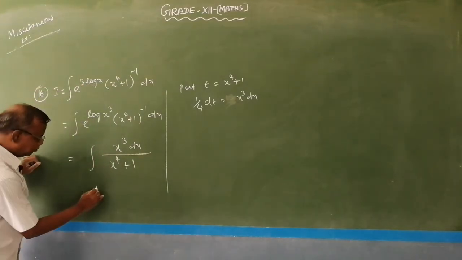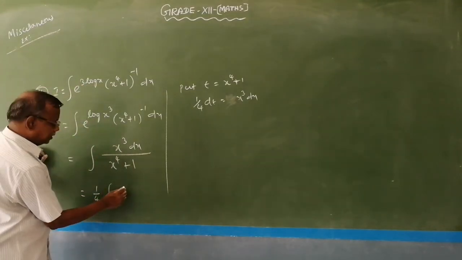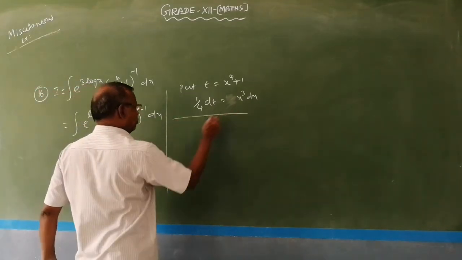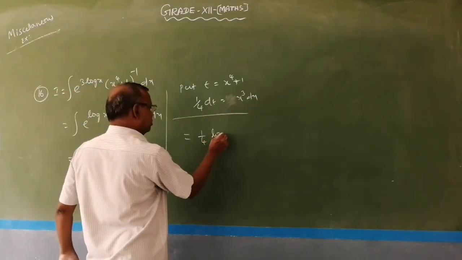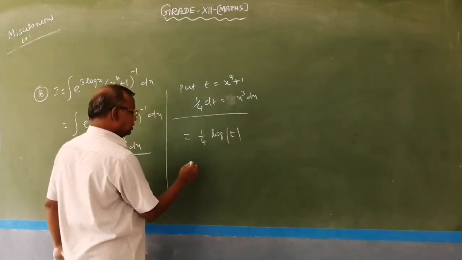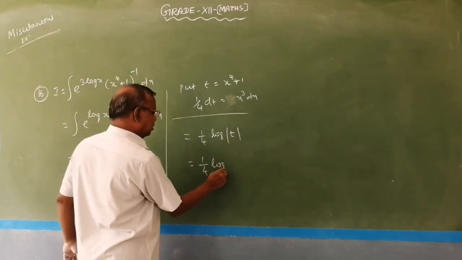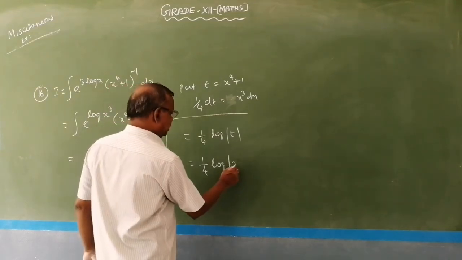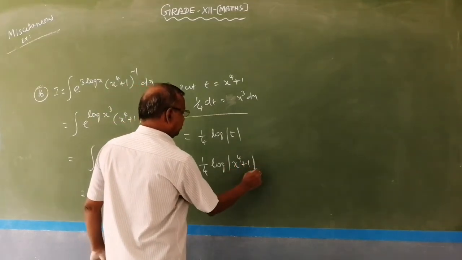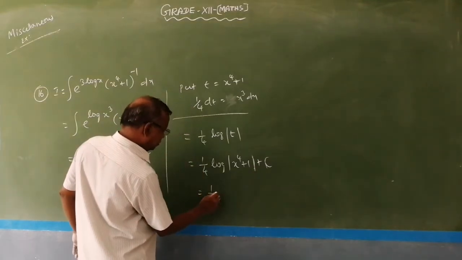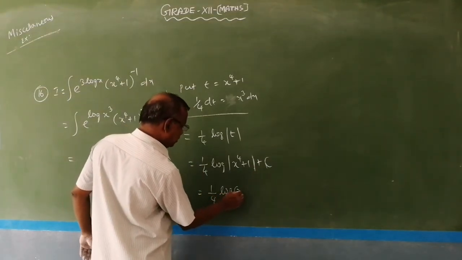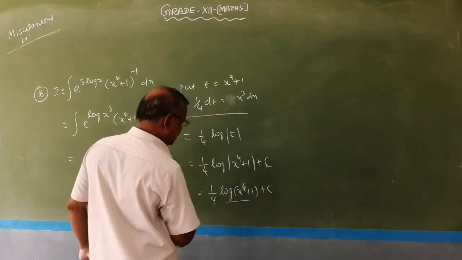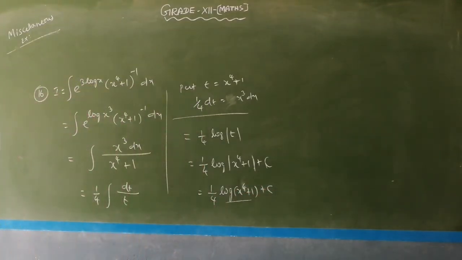So this is equal to 1 by 4 integral, the numerator is dt, the denominator is t. So it is 1 by 4 log modulus of t. That is equal to 1 by 4 into log of modulus of, what is t? x power 4 plus 1, plus c. So this is 1 by 4 into log of x power 4 plus 1 plus c, because x power 4 plus 1 is always positive.